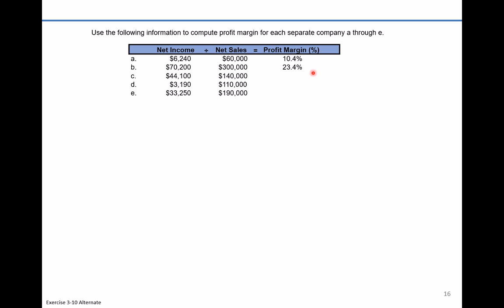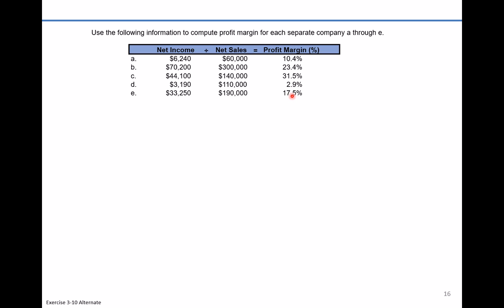For C, $44,100 divided by $140,000 is 31.5%. D, $3,190 divided by the net sales of $110,000 equals the profit margin of 2.9%. And finally for E, $33,250 of net income divided by net sales of $190,000 gives a profit margin of 17.5%.